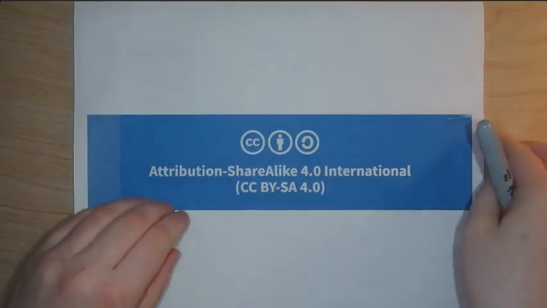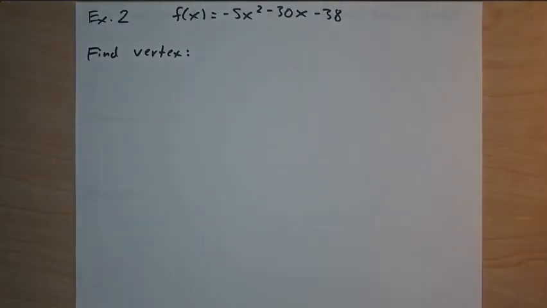This is Lab 21, Example 2. We want to determine some key information about the quadratic function f of x is equal to negative 5x squared minus 30x minus 38. The first thing they want us to do is to find the vertex.